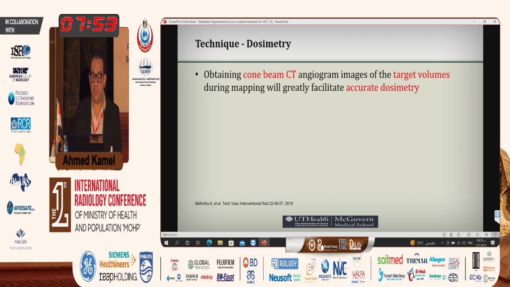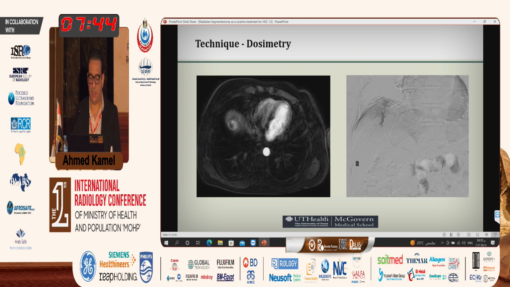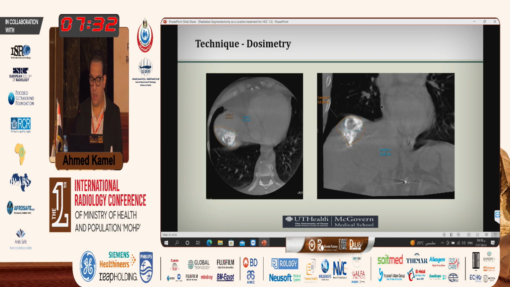Cone beam CT is also very, very important in order to accurately calculate the dosimetry by getting accurate volumes of this segment, so that you can accurately calculate the dose that you're going to give to the patient. This is an example of a tumor, again, in segment 8. Here is a very selective catheterization. You can see the tumor is right here. And this is the cone beam CT showing the tumor and the surrounding area that is all going to die after giving the high dose, ablative dose of Y90.